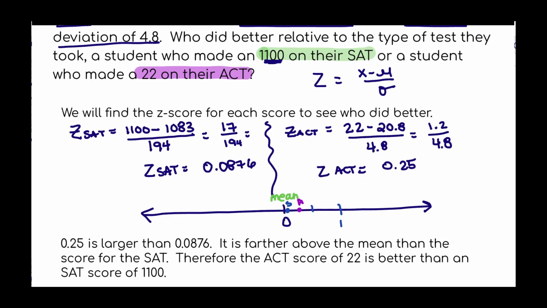So which one is higher than the mean? 0.25 is larger than 0.0876. It's farther above the mean than the SAT score is. So that means that the person who scored 22 on the ACT did better than the SAT score of 1100. Relative to each of their tests, we would say that a score of 22 on the ACT is better than a score of 1100 on the SAT, based off of these means and standard deviations.